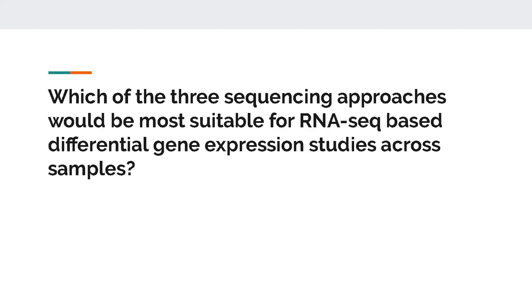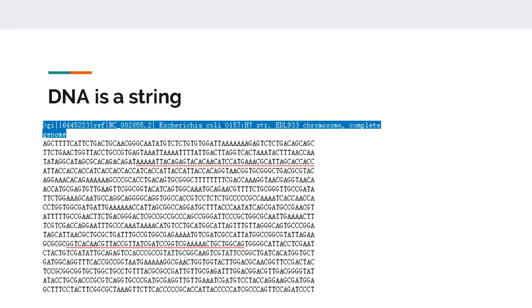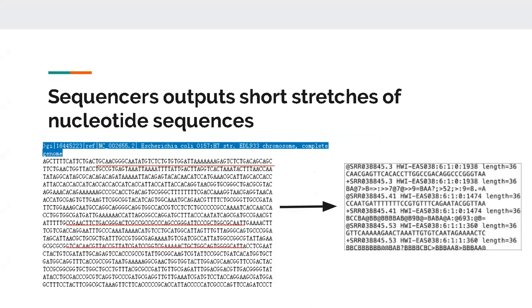Then the next part is, now we are going to talk about one of these algorithms which is very fundamental in analysis related to NGS outputs, which is the read mapping problem. DNA is a string really, when we talk in terms of computational aspects, and you can get a DNA in the form of a file. What you're seeing over here is a part of the Escherichia coli genome. And what sequencers do, as we already discussed, is chop off this DNA and create fragments of varying sizes.